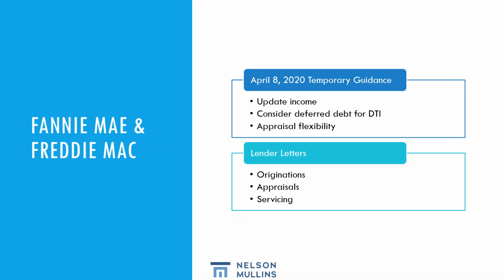Some of that relates to how income is updated. They previously allowed income to be updated or to be 4 months old. Now you have to have it within 2 months of age. You have to consider the deferred debt that a borrower may have through all of these other programs or arrangements with creditors. You have to consider that as part of the debt to income ratio.